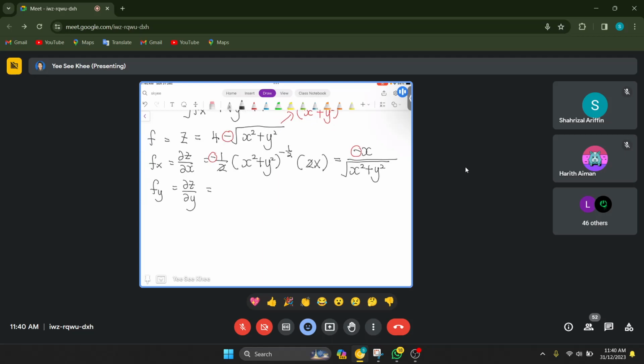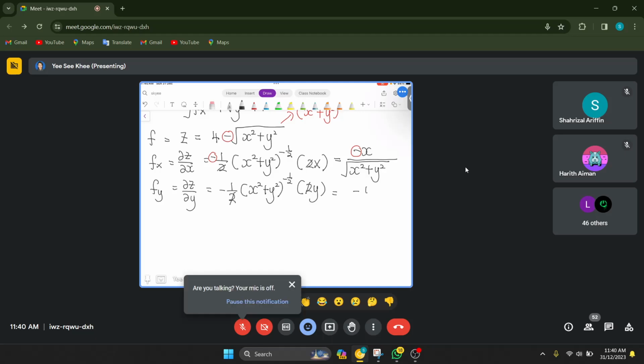Now we move on to del z del y, very similar. You will get minus 1 over 2 times x squared plus y squared to the power negative 1 over 2. The difference here is you need to differentiate with respect to y, so you get 2y here. The same steps, and you can write it this way.